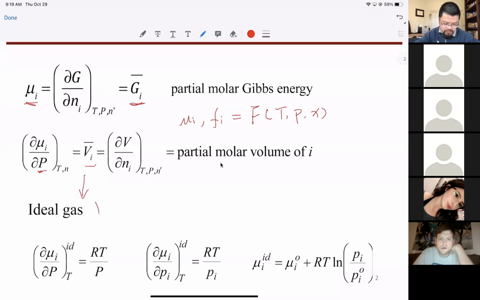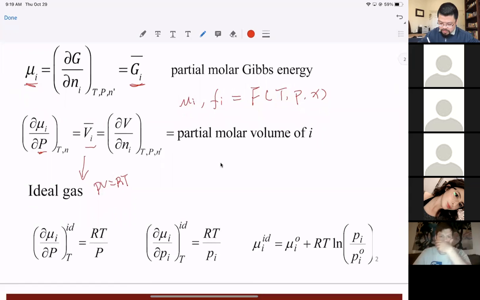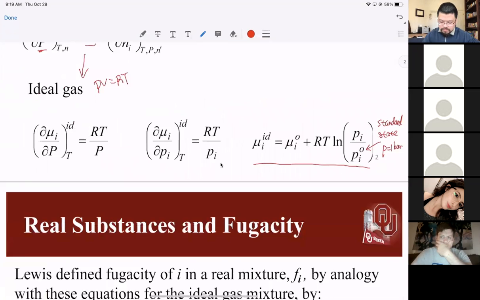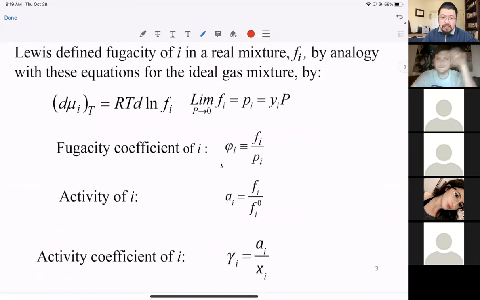Then using that second equation, we started the discussion of the ideal gas. We use PV = RT, then we can simplify, and we receive the equation here. Pi is the partial pressure, and Pi naught is the partial pressure at standard state. This is to remind us that the standard state is at 1 bar.